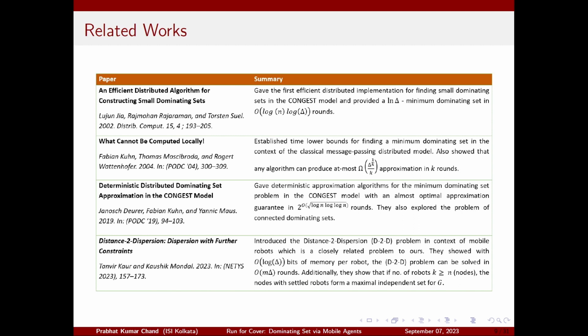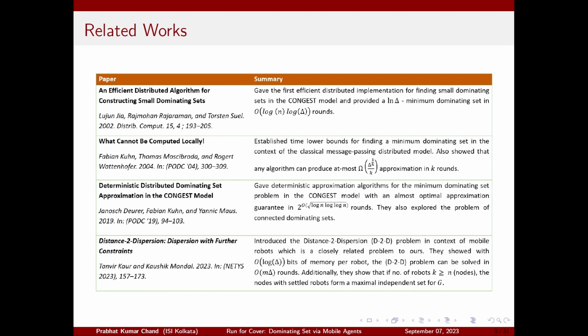In the second paper, "What Cannot Be Computed Locally" by Fabian Kuhn and others, the authors established time lower bounds for finding a minimum dominating set in the classical message passing distributed model. They also showed that any algorithm can produce at most a delta to the power 1 by k approximation in k rounds.